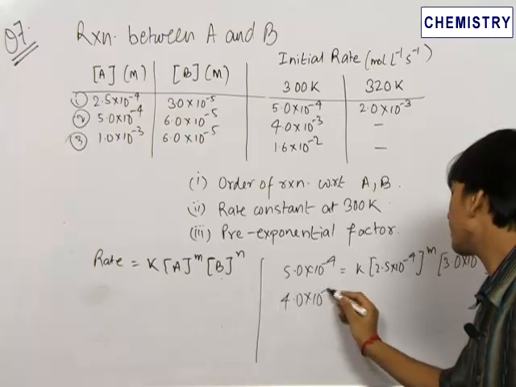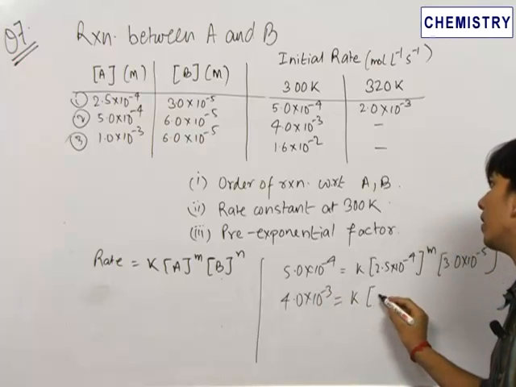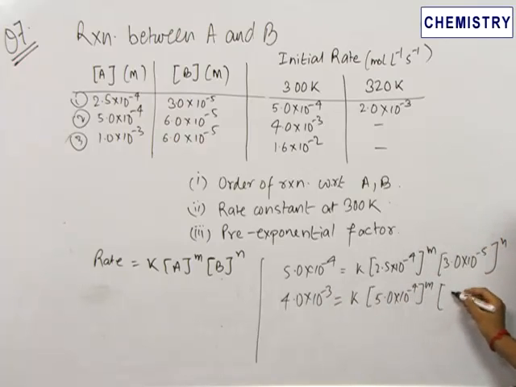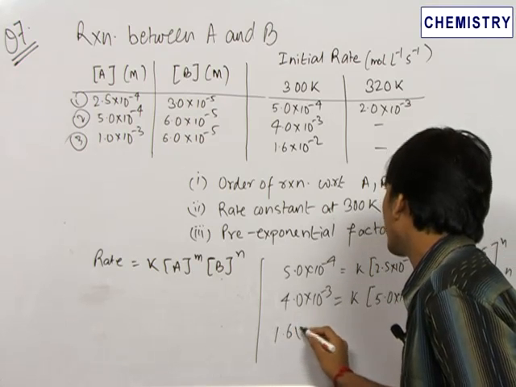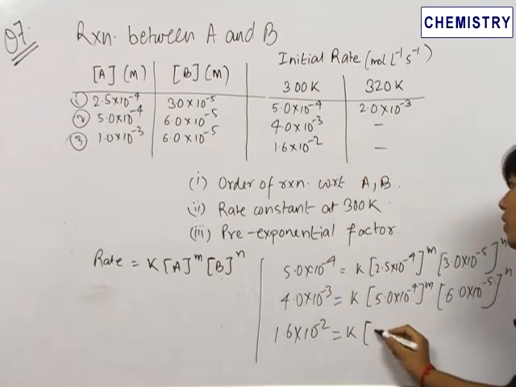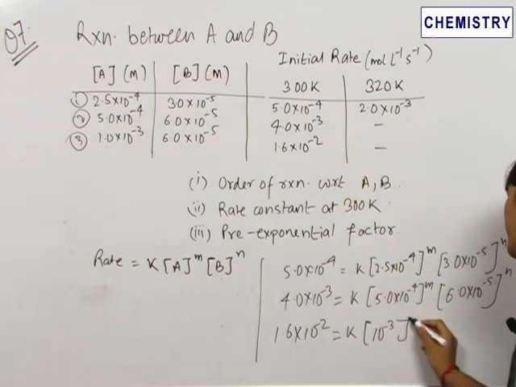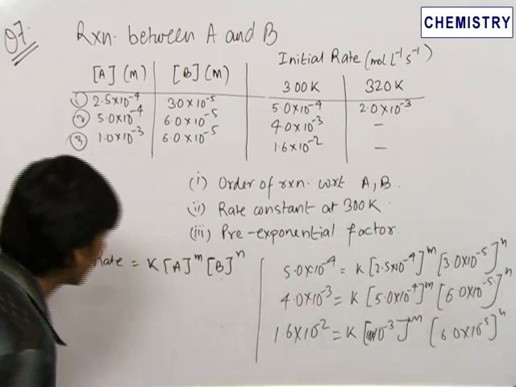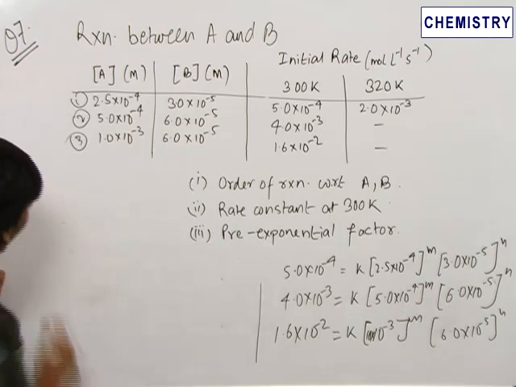4.0 into 10 raised to minus 3. This will be equal to K times 5.0 into 10 raised to minus 4 to the power m and 6.0 into 10 raised to minus 5 to the power n. Similarly, the third data becomes 1.6 into 10 raised to minus 2. This is equal to K times, this is the value of K at 300 Kelvin, 10 raised to minus 3 to the power m and 6.0 into 10 raised to minus 5 to the power n. Now, using this, we will find out the values of m and n.